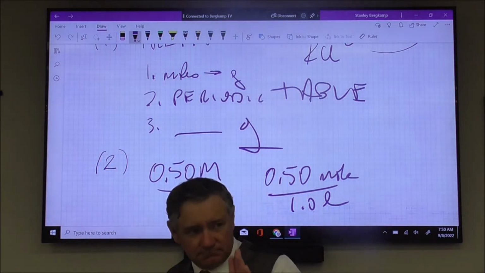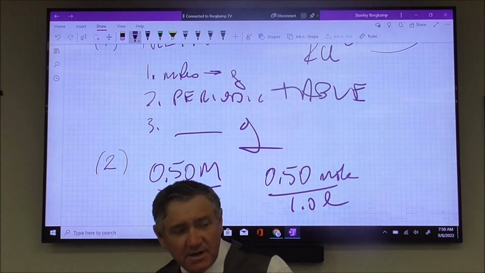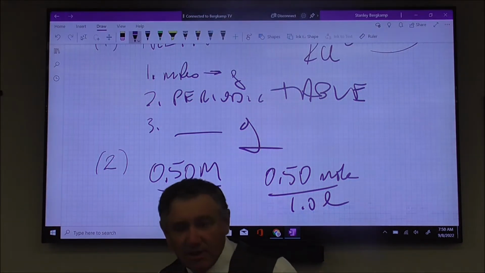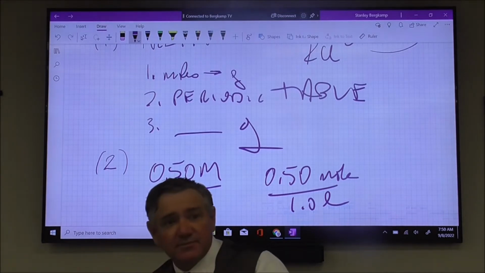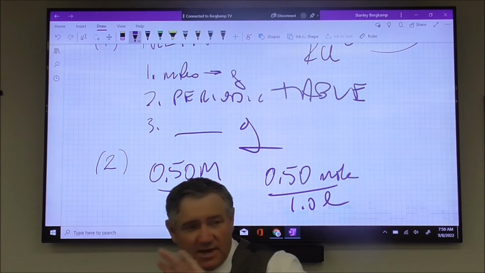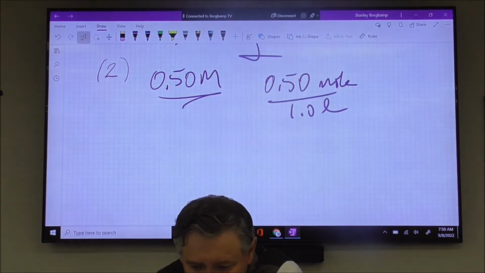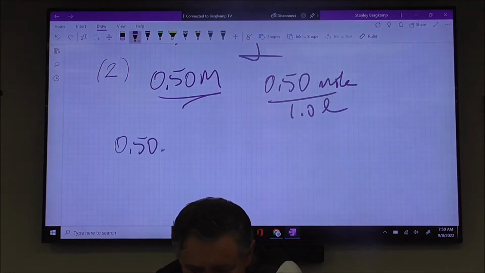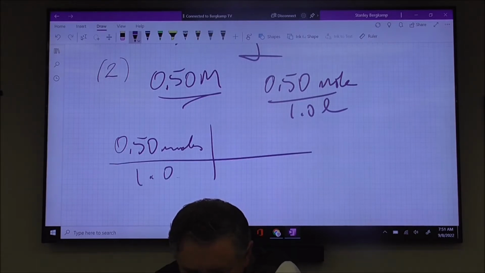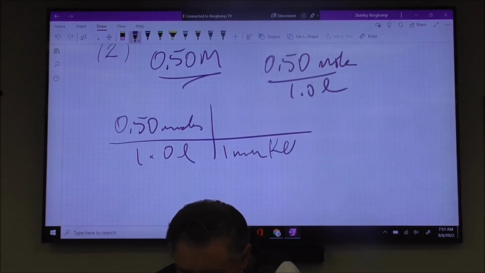But here's the problem. I don't have a scale that measures in moles, and I don't need a liter. So I've got to get rid of the moles and change those into grams, and get rid of the liters so that I just have grams. Again, here's the two ways you can do this problem. One option is that you just work it all in one step. You say this is 0.5 moles per 1 liter. So you come down here and you put 1 mole of potassium chloride.